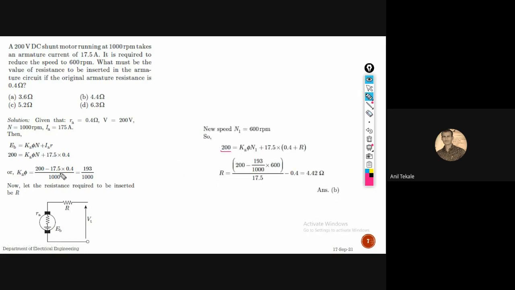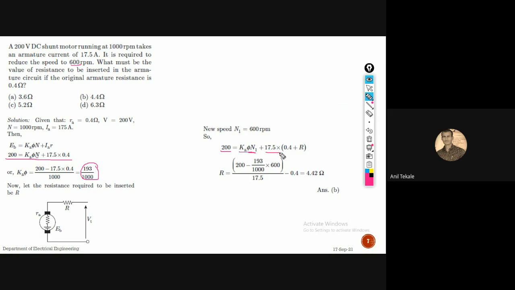Like that way, 200. This equation we will rewrite, right? The only difference is that here we have written N, we will just replace that with N1. This Ka5 value we had calculated here. So 200 minus this N1, this value is now being changed to 600. So we will multiply this one.